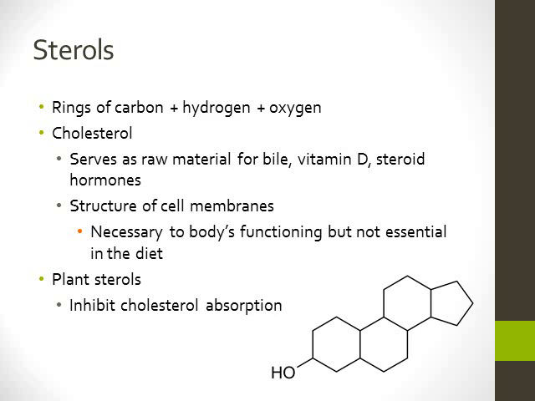Our last class of lipids is sterols. So sterols are rings of carbon, hydrogen, and oxygen. They're very large molecules of these interconnected rings. So cholesterol is going to be found in all animal membranes, and it serves as the raw material or the precursor for bile. So bile is very important for the digestion and absorption of our lipids. We talked a little bit about bile in our week about body systems. We'll talk more about that in a coming segment.